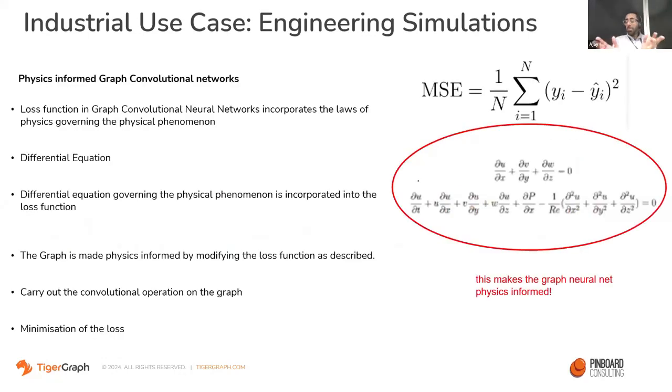I also make my network physics informed, because if you are from the machine learning world, we are calculating the loss. The loss means the difference from the actual solution. But I am putting my physics also into the loss, making it part of the loss. And I am making my graph convolutional network physics informed.